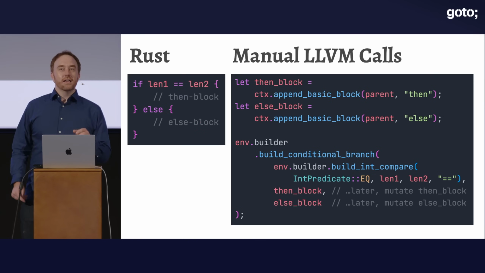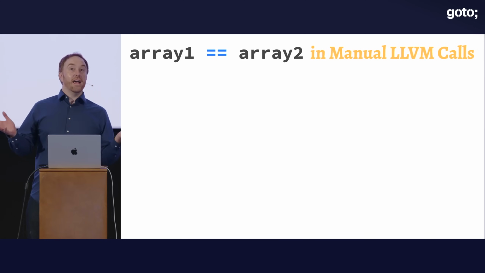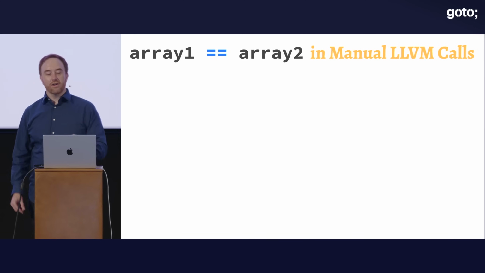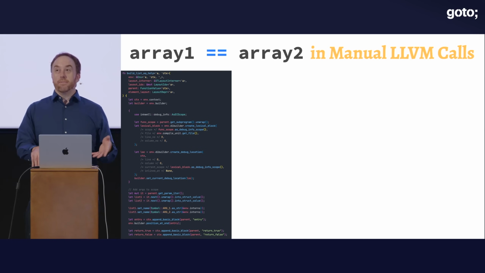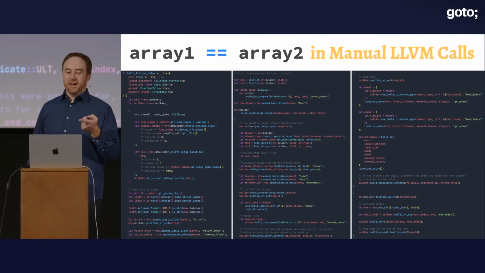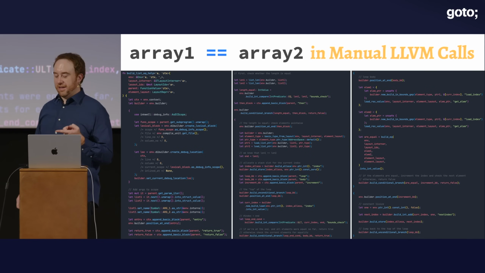What if we wanted to do something slightly more complicated, like comparing two arrays, where you compare each element in the array to see if they're equal? Well, this is a little bit longer than what we saw for the if-then-else. So it's this, also this, and then also this. That's what array1 double equals array2 looks like in manual LLVM calls.